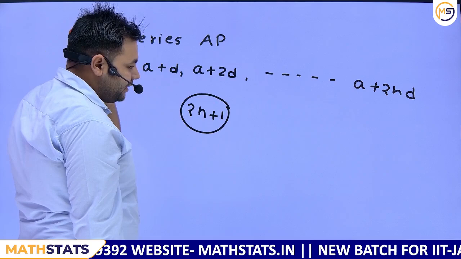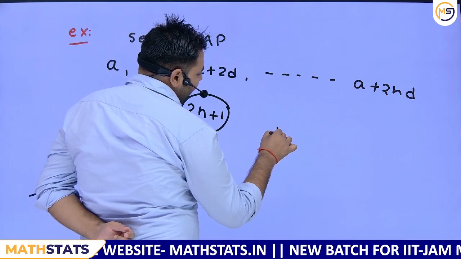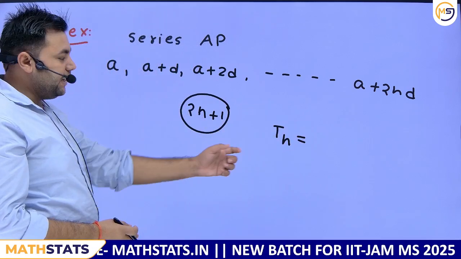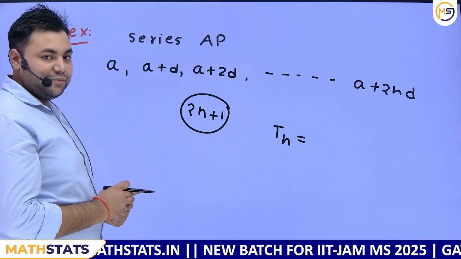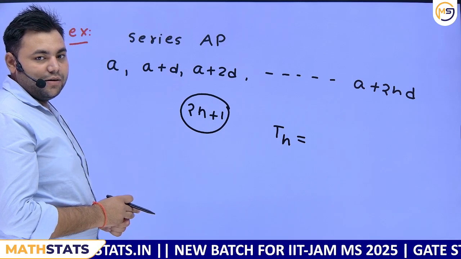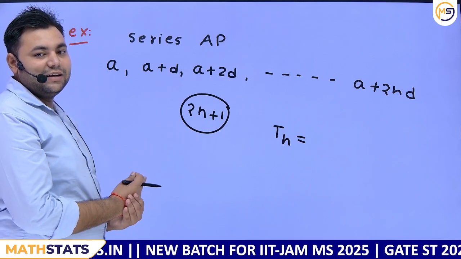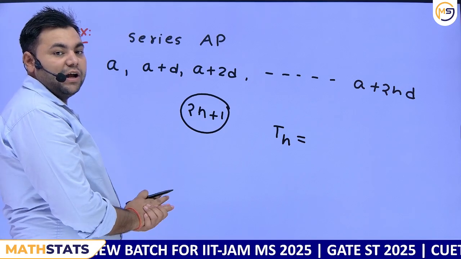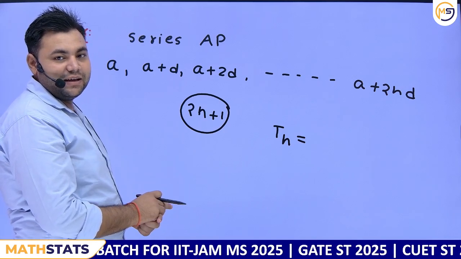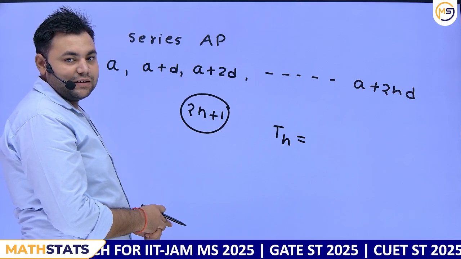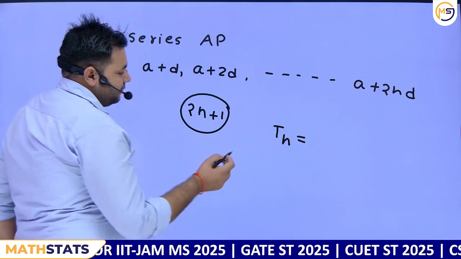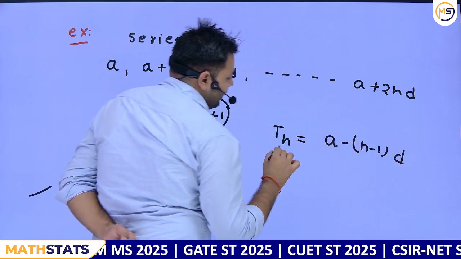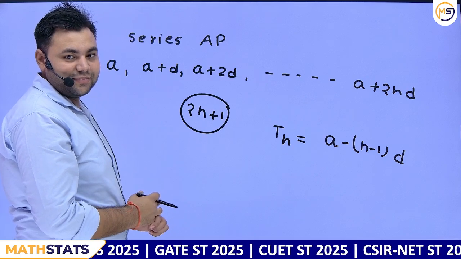How can you calculate this? You remember one formula. What is the formula of the last term in an AP? Anyone? First term plus n minus 1 into D, where D is the common difference. A plus, or A minus? A plus.